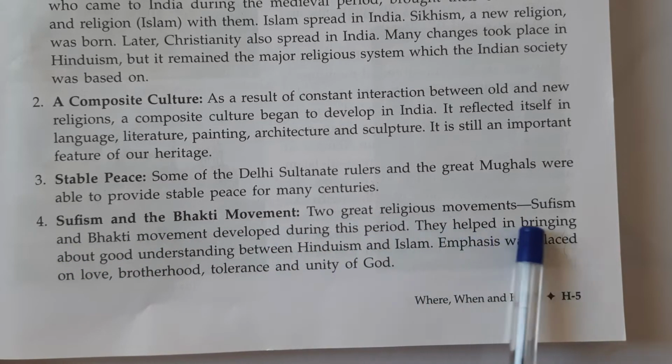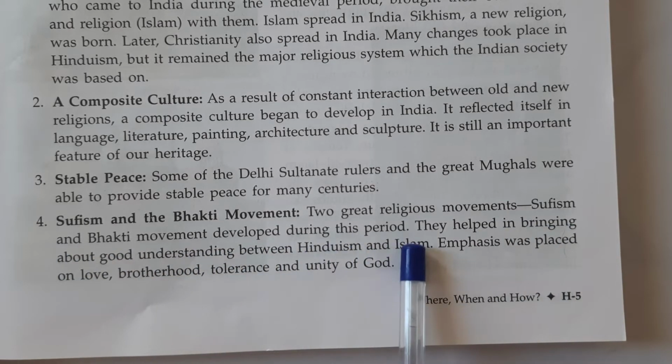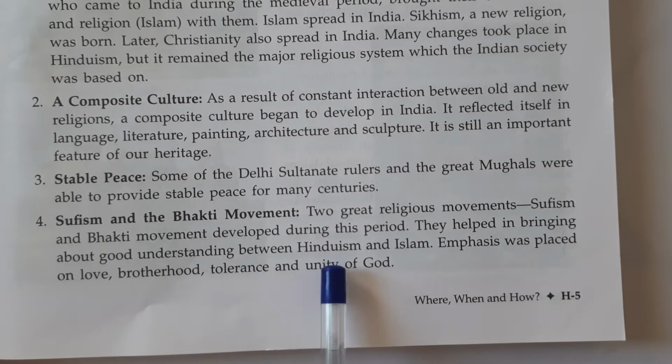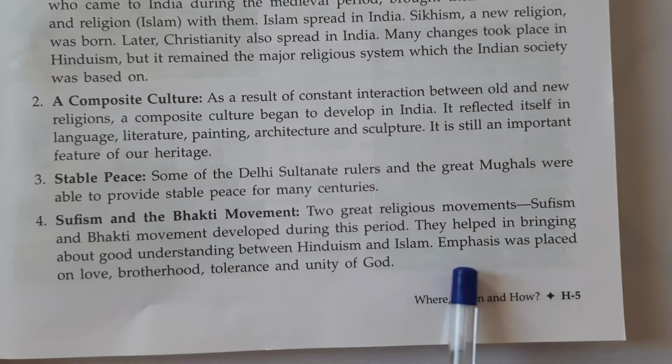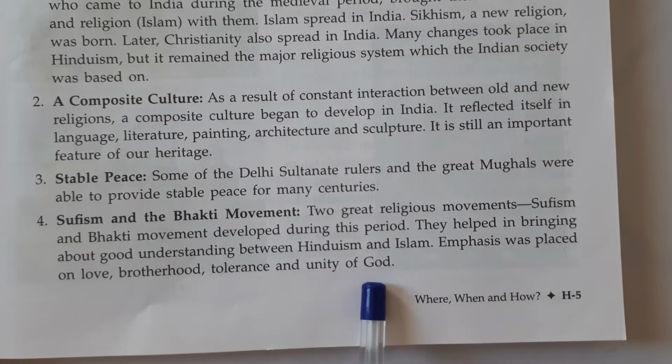Sufism and the Bhakti movement. Two great religious movements, Sufism and the Bhakti movement, developed during this period. They helped in bringing about good understanding between Hinduism and Islam. Emphasis was placed on love, brotherhood, tolerance, and unity of God.